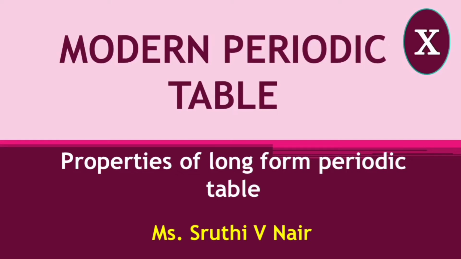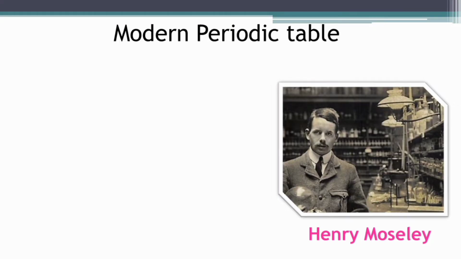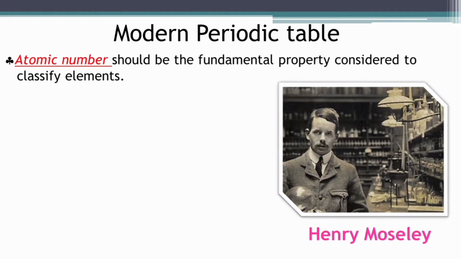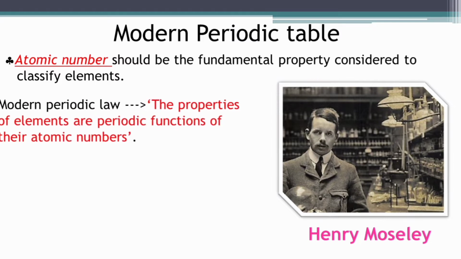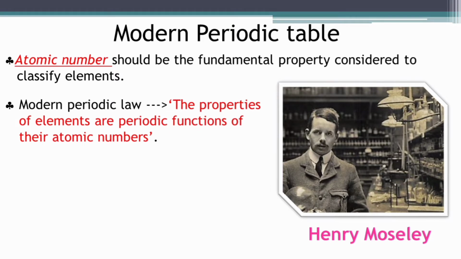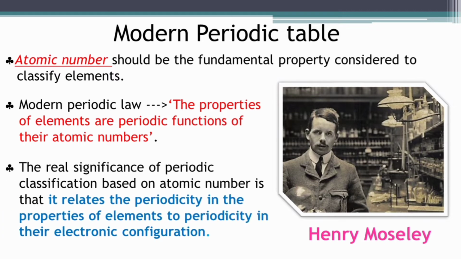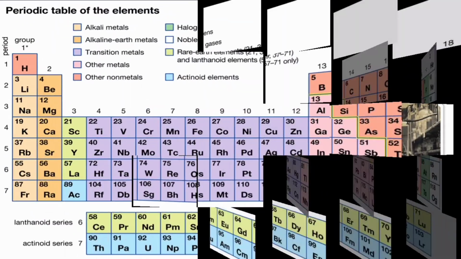Hello students, let us learn about the properties of the long form periodic table. In the previous video, we understood that in the year 1913, Henry Moseley suggested that elements should be classified on the basis of atomic number. Mendeleev's periodic law was modified to the modern periodic law, which states that properties of elements are a periodic function of their atomic number. We also understood that elements show repetitive characteristics due to the periodicity in their electronic configuration.